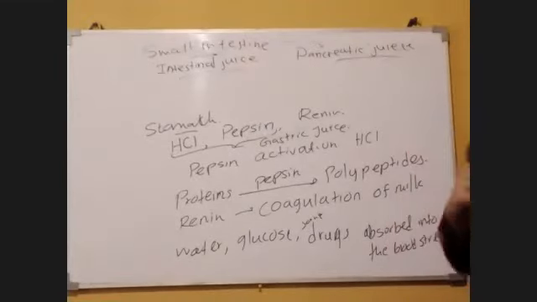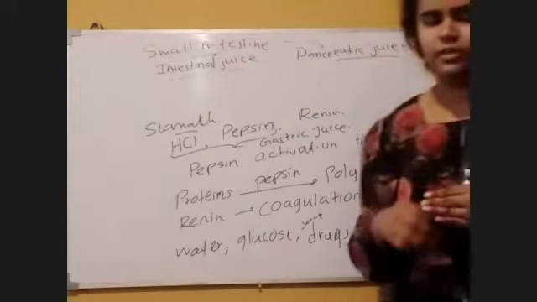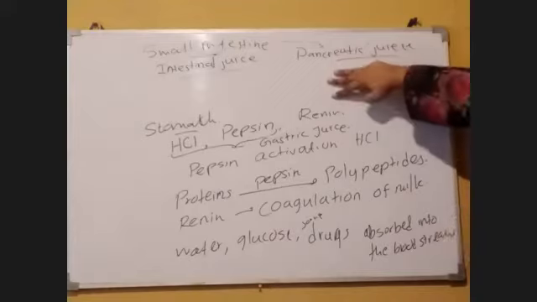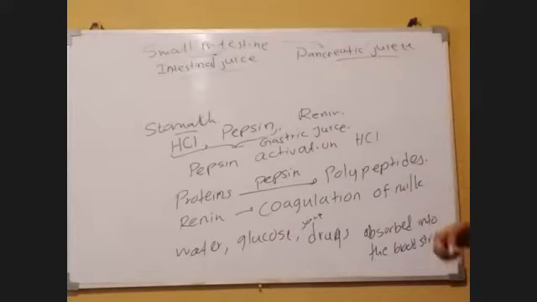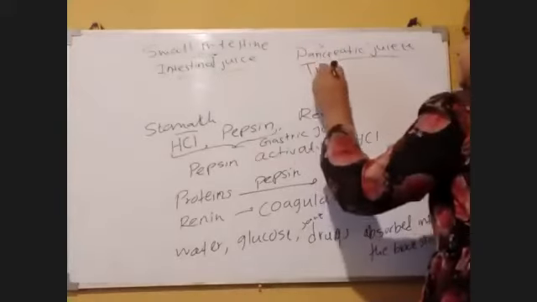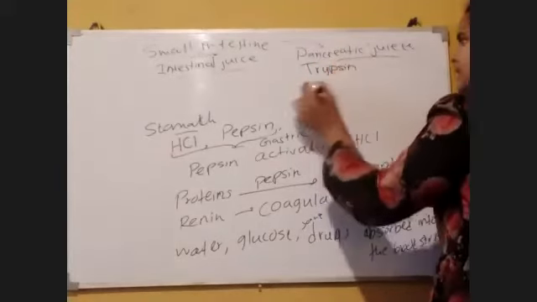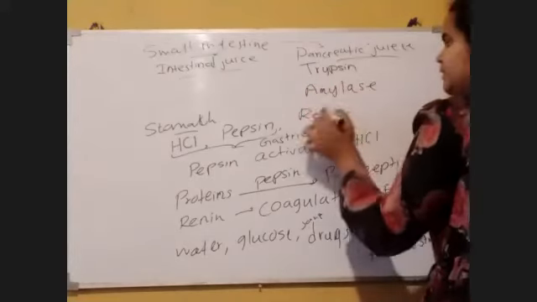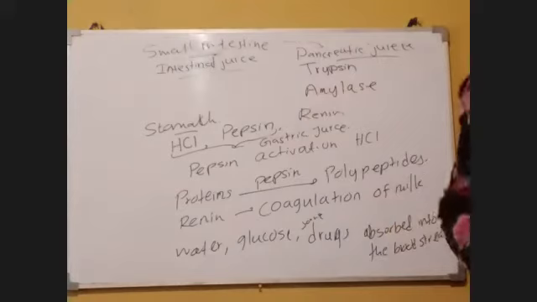Okay, then I'll explain. Here it is like this. Pancreatic juice has three enzymes: trypsin, amylase, and lipase.